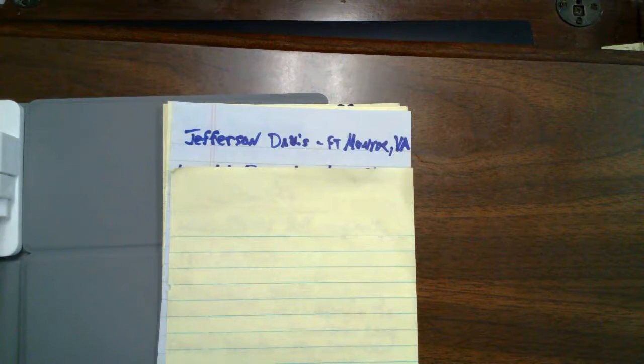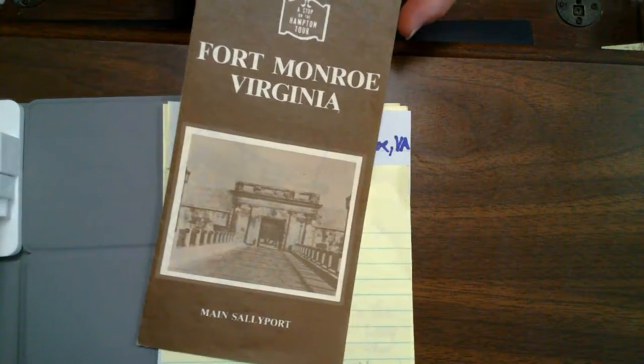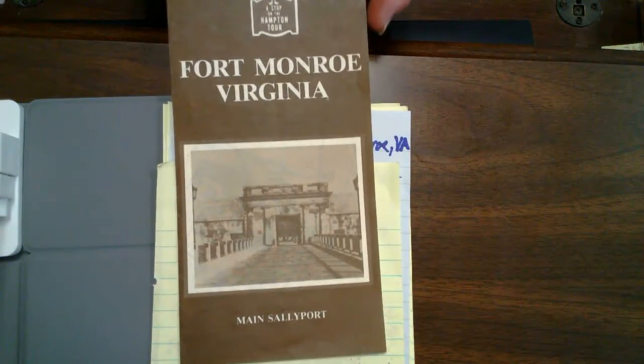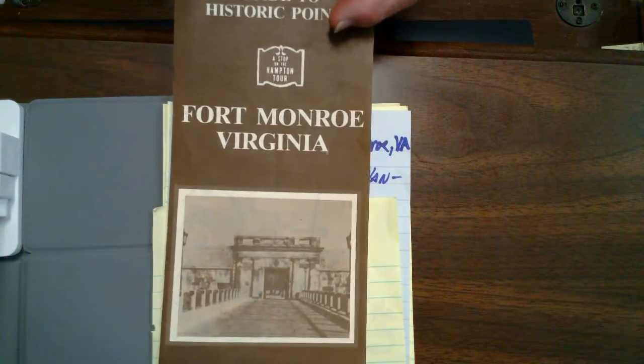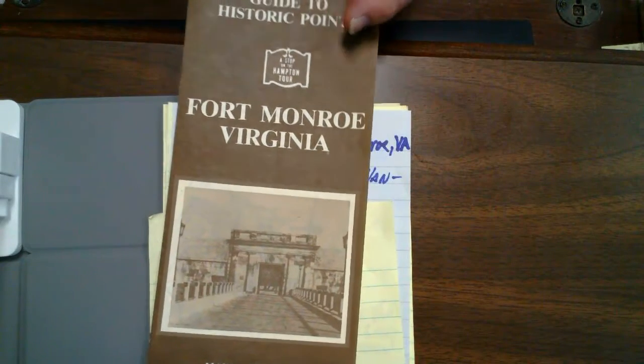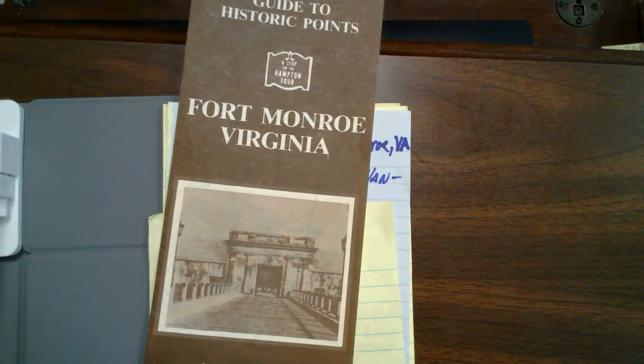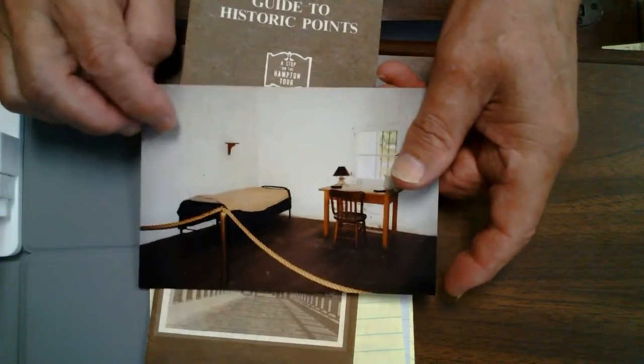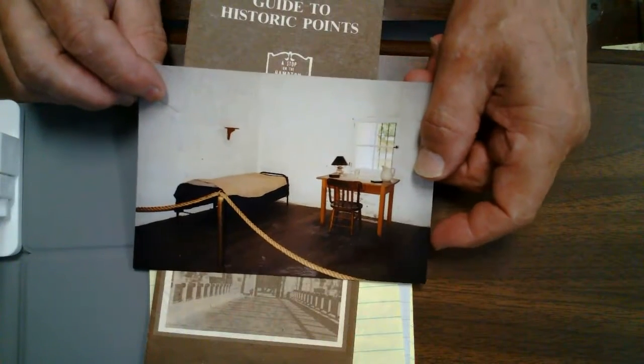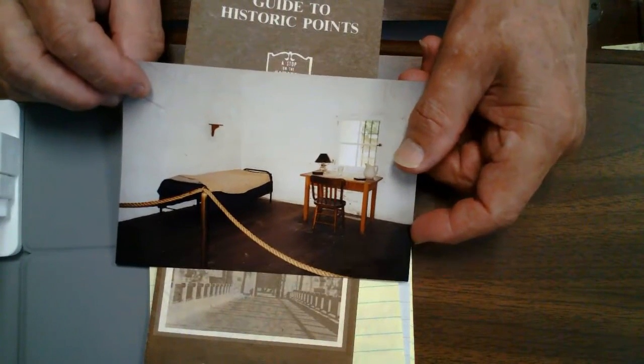All righty, but Jefferson Davis was sent to Fort Monroe. He was never charged, but he was sent to Fort Monroe, Virginia. This is what Fort Monroe looks like. It's an old military installation. I don't know if it's open to the public now, but inside of there you can actually find where the quarters were for Jefferson Davis, and this is where he was kept. This is a little bunk that he was kept in. Had a writing desk there.